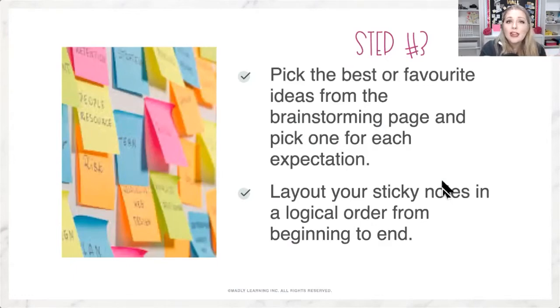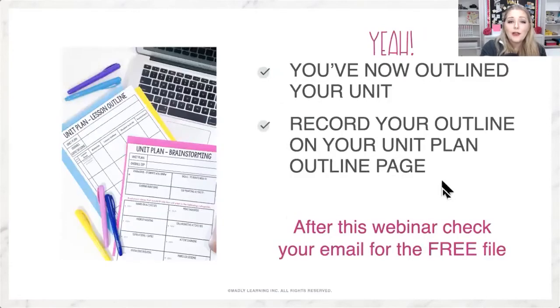You're going to pick up your sticky note again, and you're going to look at your brainstorming page, and you're going to pick one of the activities and attach it to that expectation and write it on the bottom half of that sticky note. Then once all of those sticky notes have an activity and an expectation, you're simply going to lay out those sticky notes in a logical order from beginning to end.